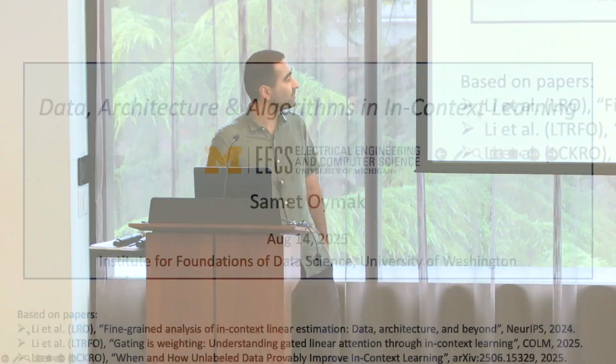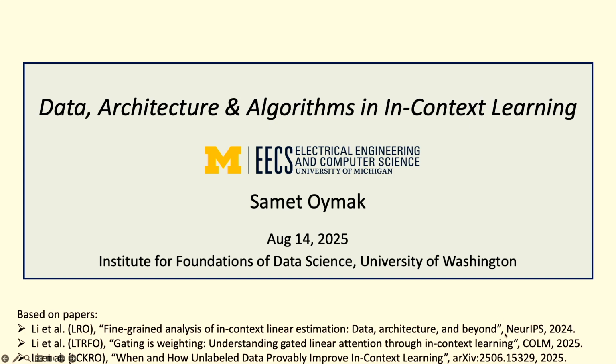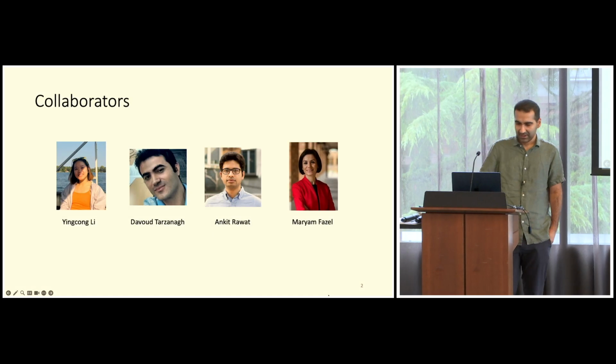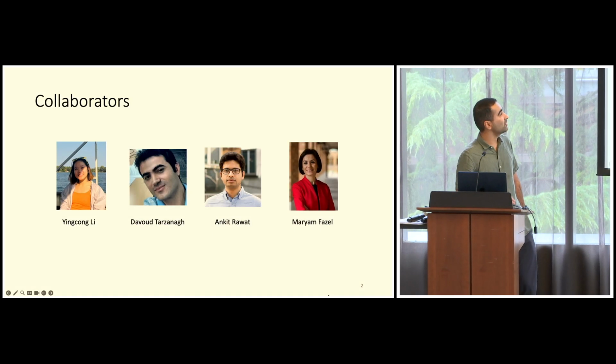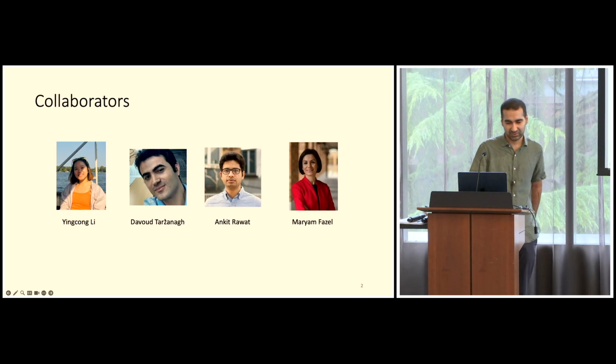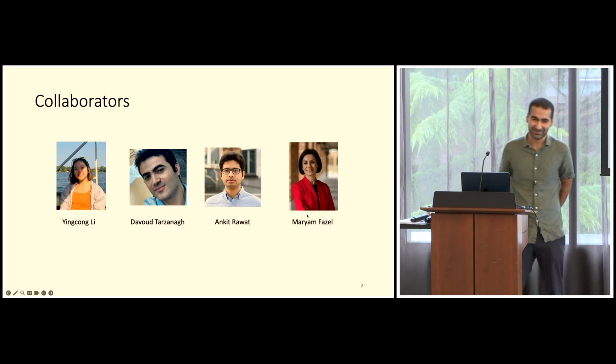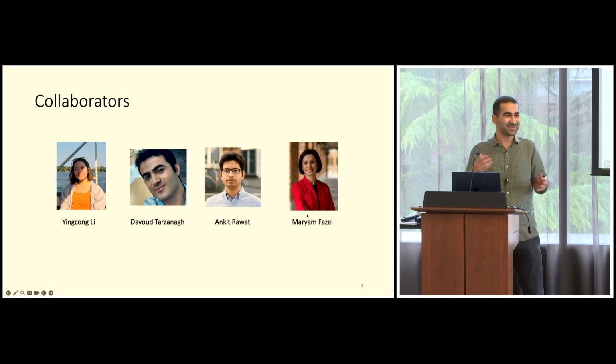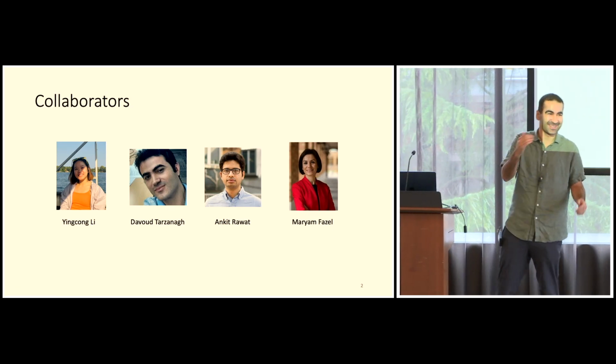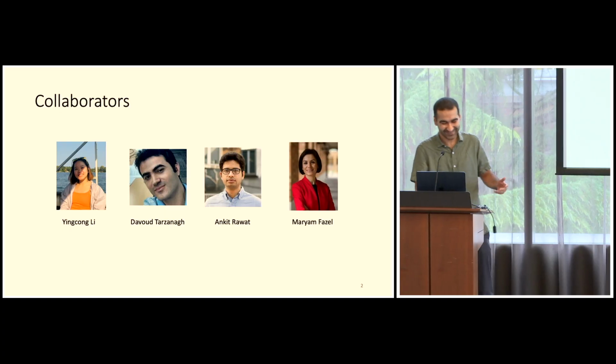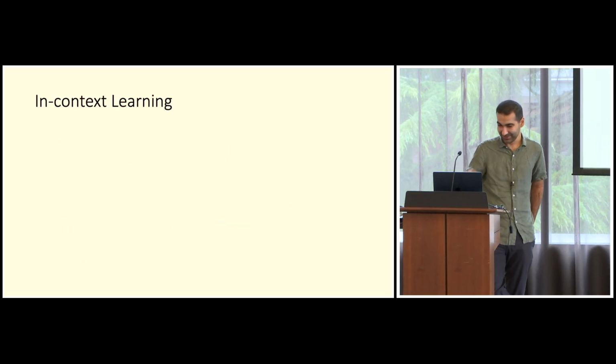This talk is primarily based on these three papers. One of them is from last year, this one will appear in COLM, and this one is under submission to NeurIPS. There are a few collaborators, but the primary collaborators are Ying Tong, my student, who will be faculty at New Jersey Institute of Technology soon; Davut, who was a postdoc at Michigan and UPenn; Ankit, who is at Google Research; and Mariam. Mariam was saying she might miss the talk, but she's not missing anything, because I'm literally talking about the stuff we did.